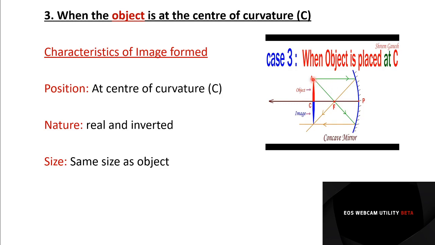So we choose a ray parallel to the principal axis. After reflection, it will pass through focus. Then the next ray will be a ray passing through focus as an incident ray. After reflection, it will be parallel to the principal axis. So look, here is the image now. Now, position of the image, where is it? At the center of curvature, it is formed here itself. So the image is at the center of curvature.